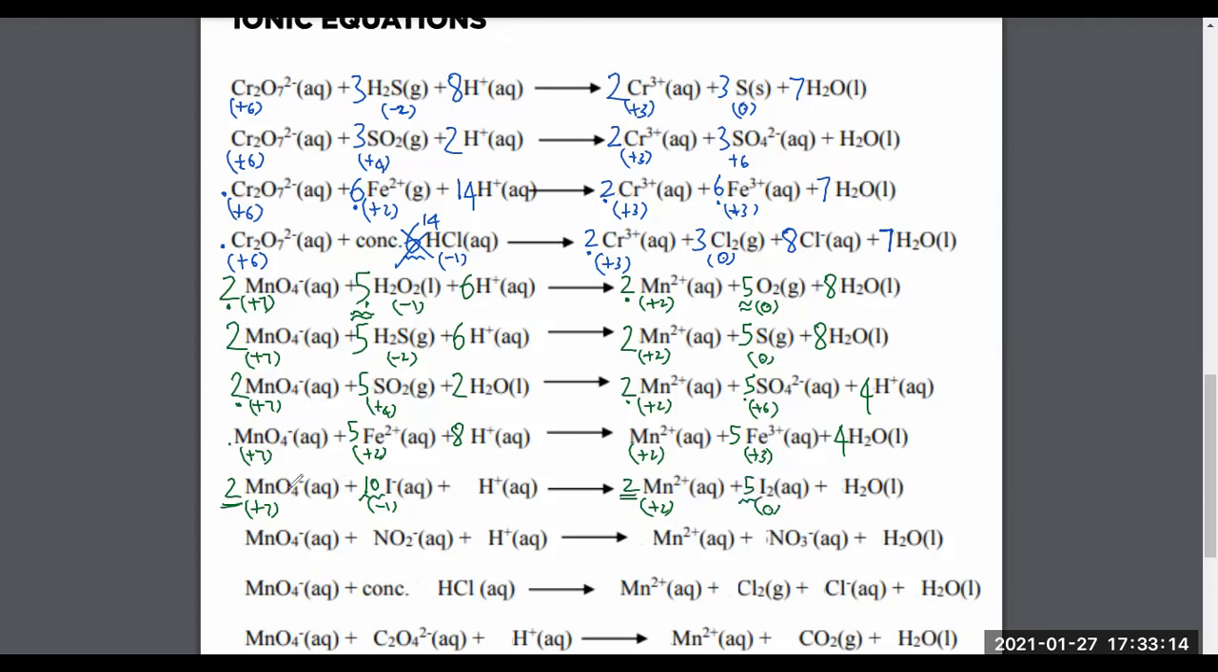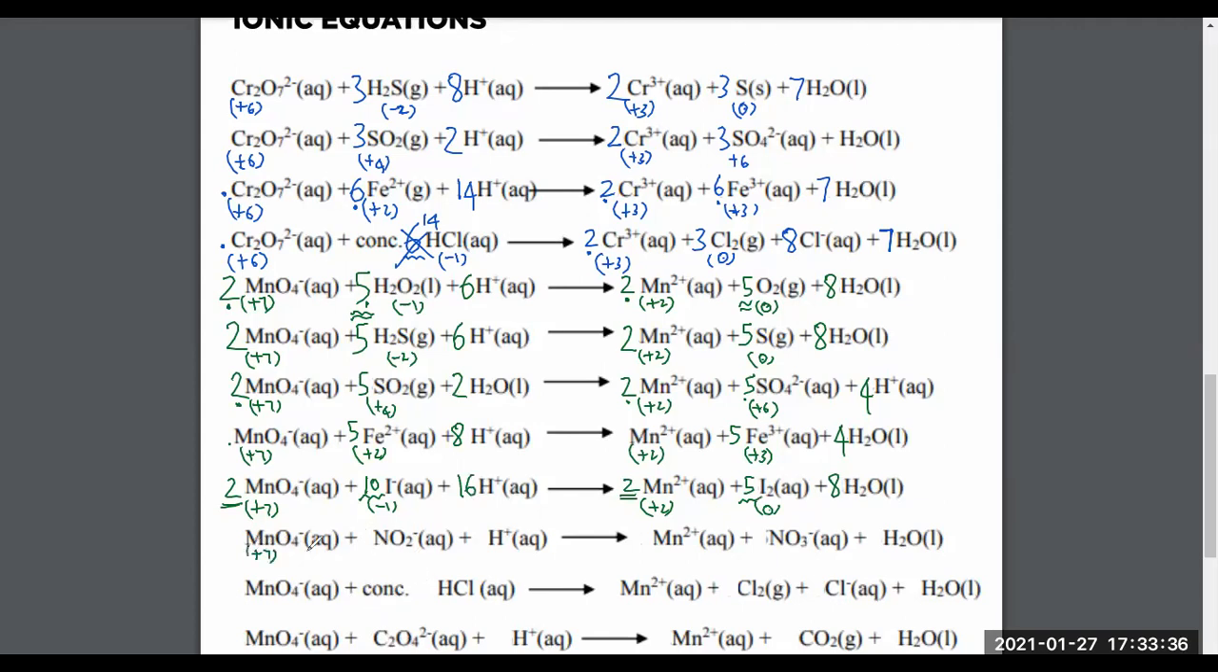Right. And then we have 8 oxygen atoms, so I have to put 8 water. And I have 16 hydrogen atoms on the right side. Therefore, I have only H plus on the left side with hydrogen, so I have put a 16 here. Right. So, yep, that is balanced. Done. And next, moving on to the next one.